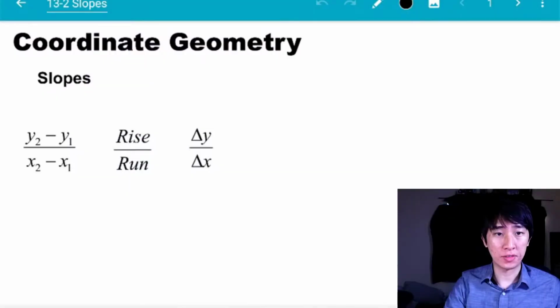All right, welcome to section 2 for coordinate geometry. Today we're covering slopes. Now, slopes are super easy, so I'm going to go a little bit into background information. We're just going to go a little more in depth than you've ever gone before, probably.